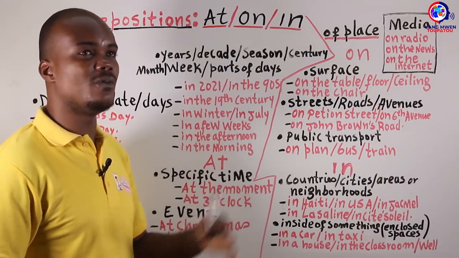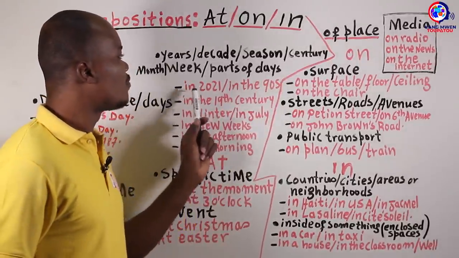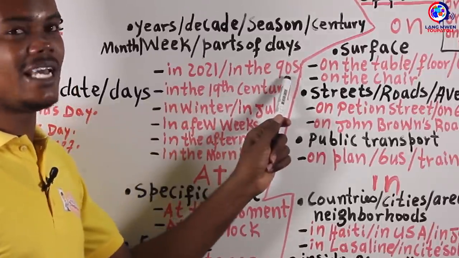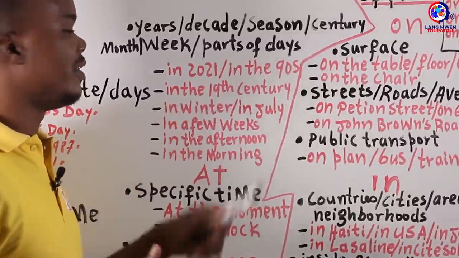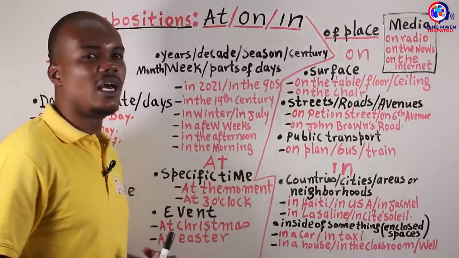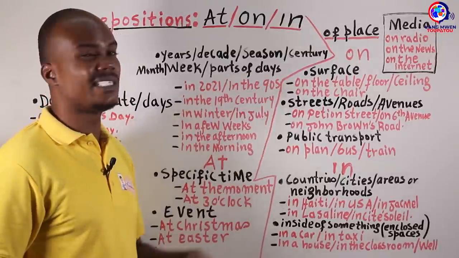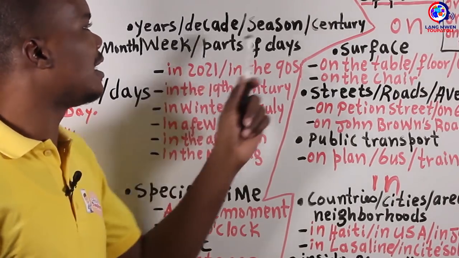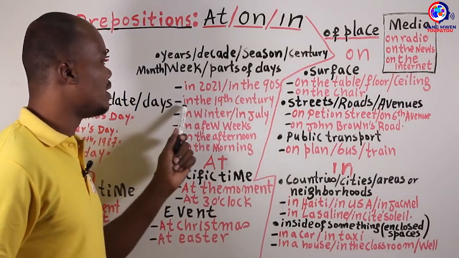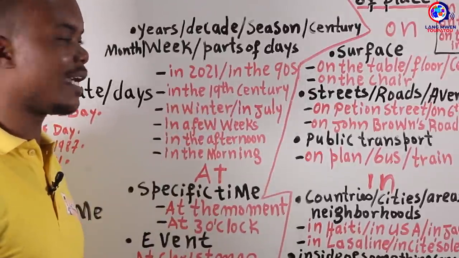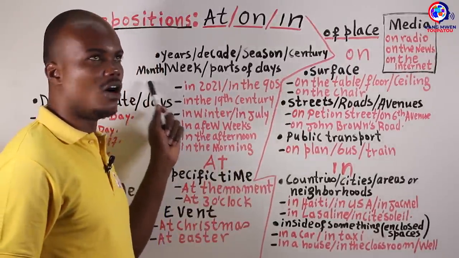Secondly, you use it before decade. When you talk about decade, about 10 years. So, for example, you say in the 90s. And for season, you say in winter. In winter, winter is a season. In spring, in summer. You use preposition in before season. Pronounce that like season. And you use preposition in before century. Now, for example, you can say in the 19th century. You say in the 19th century.